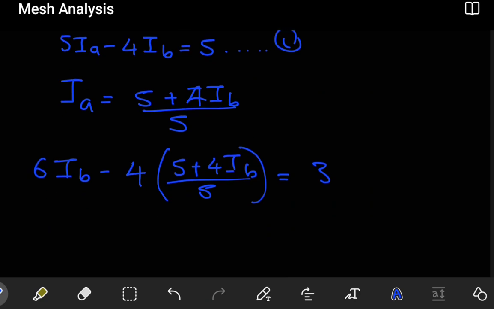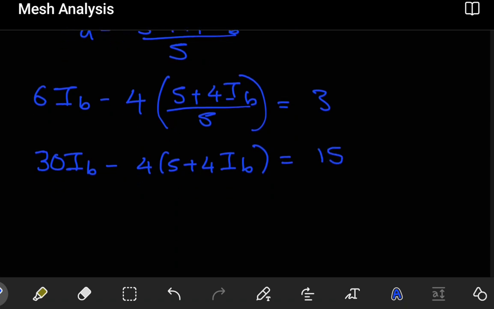Now I just have to solve this for IB. I'll multiply everything through by 5. This is going to be 30 IB minus the 5, and this 5 in the denominator will cancel, so I'll just have 4 times (5 + 4 IB), equals, then this times 5 as well, that's 15. Reducing this again: 30 IB minus 20 minus 16 IB equals 15.